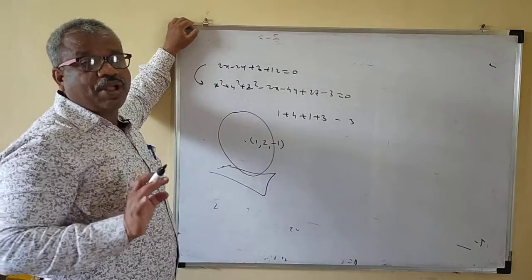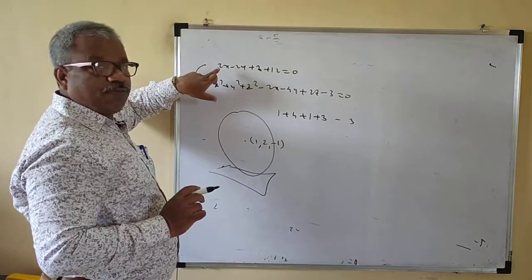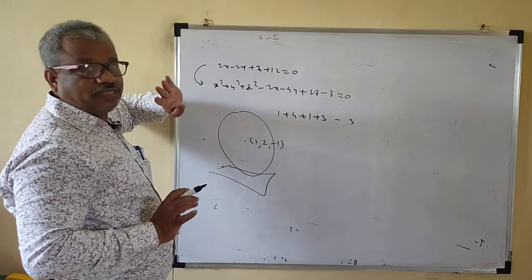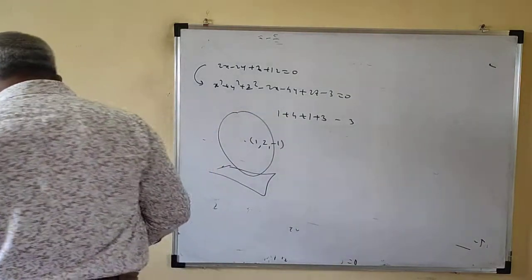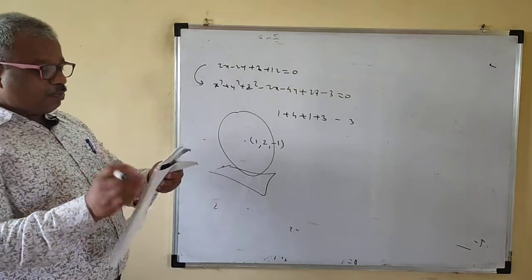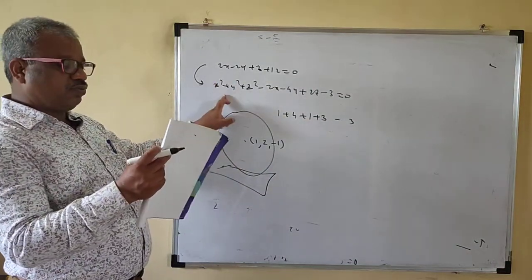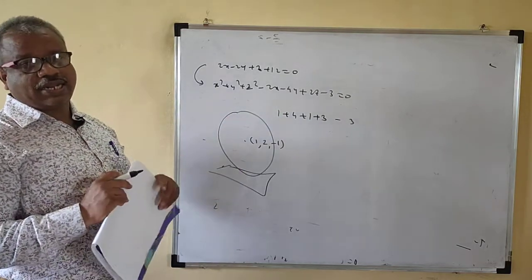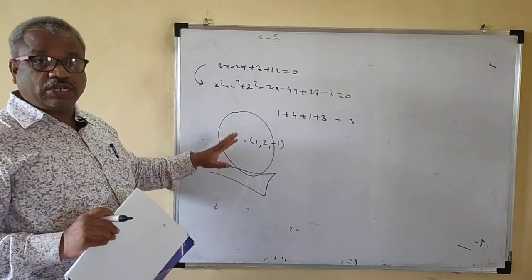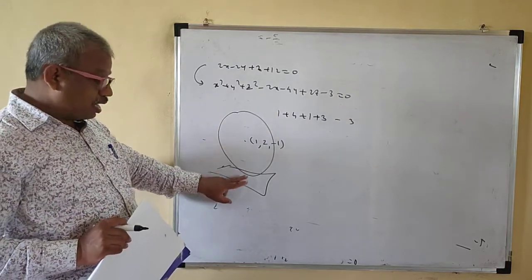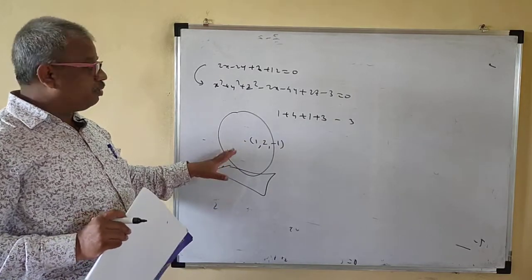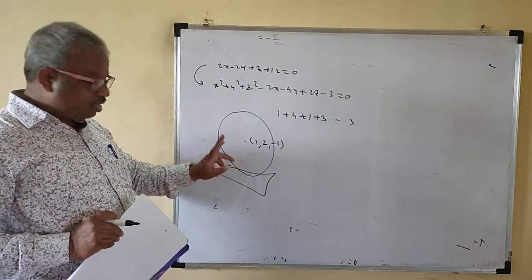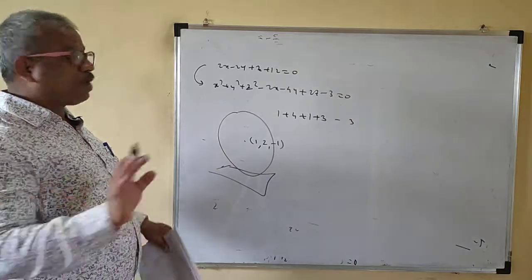What we have to find is, if the plane touches the sphere, then the perpendicular distance of the center from the plane is the radius. No need to find the coordinates of the center, and don't find the perpendicular distance by using your normal method. If this plane touches the sphere, then the perpendicular distance of the center from the plane is the radius of the sphere. Just find the radius of the sphere.